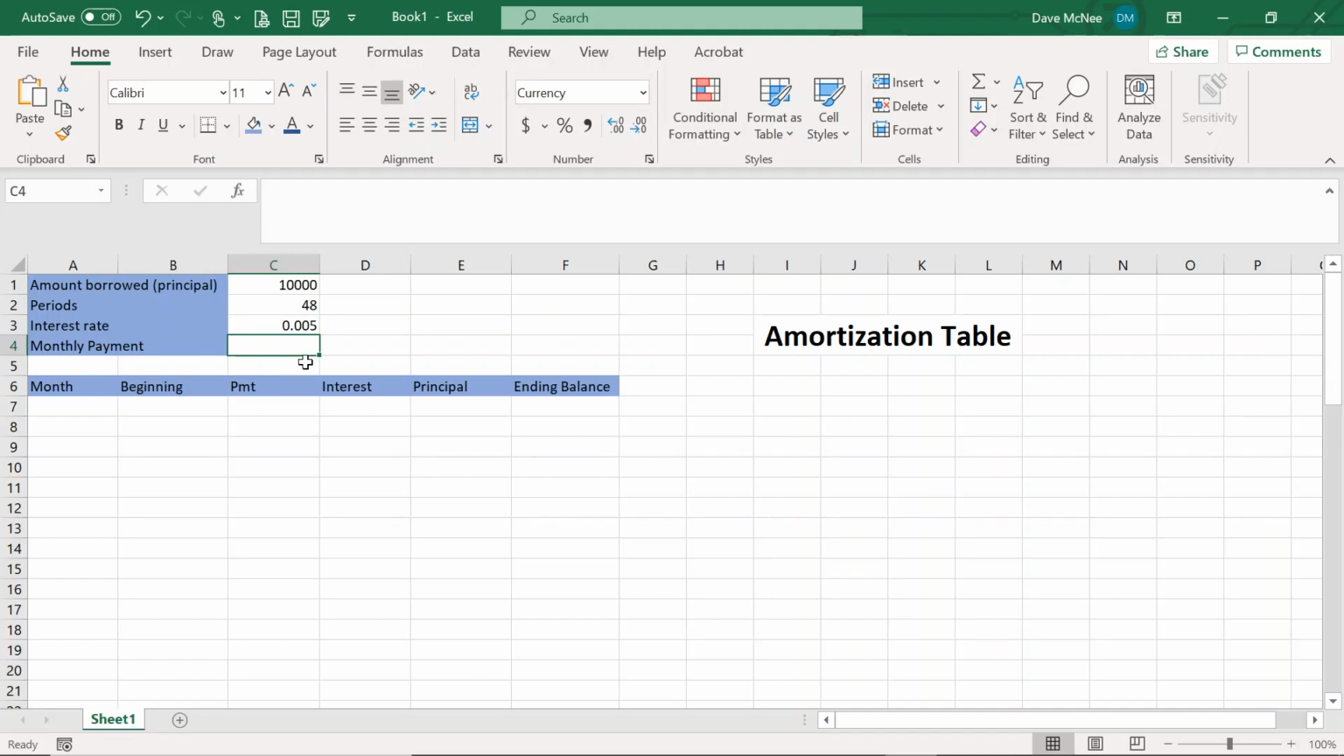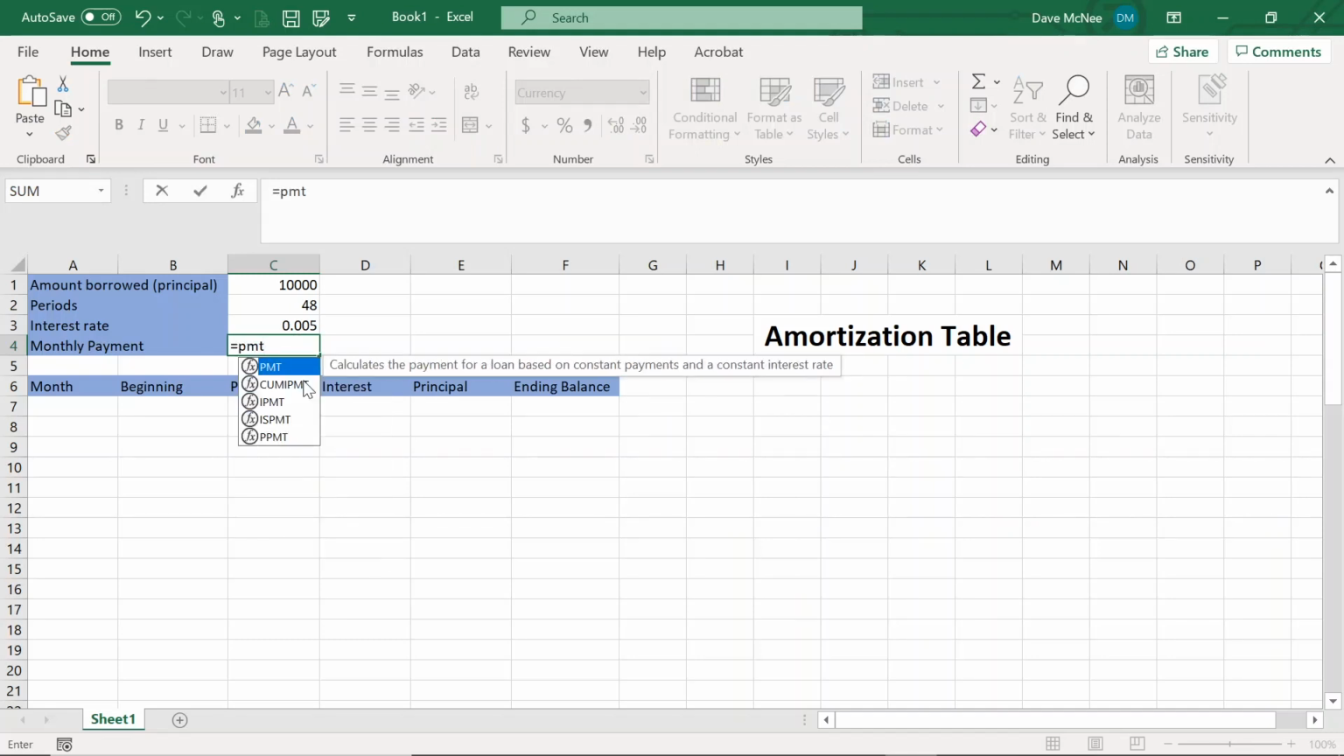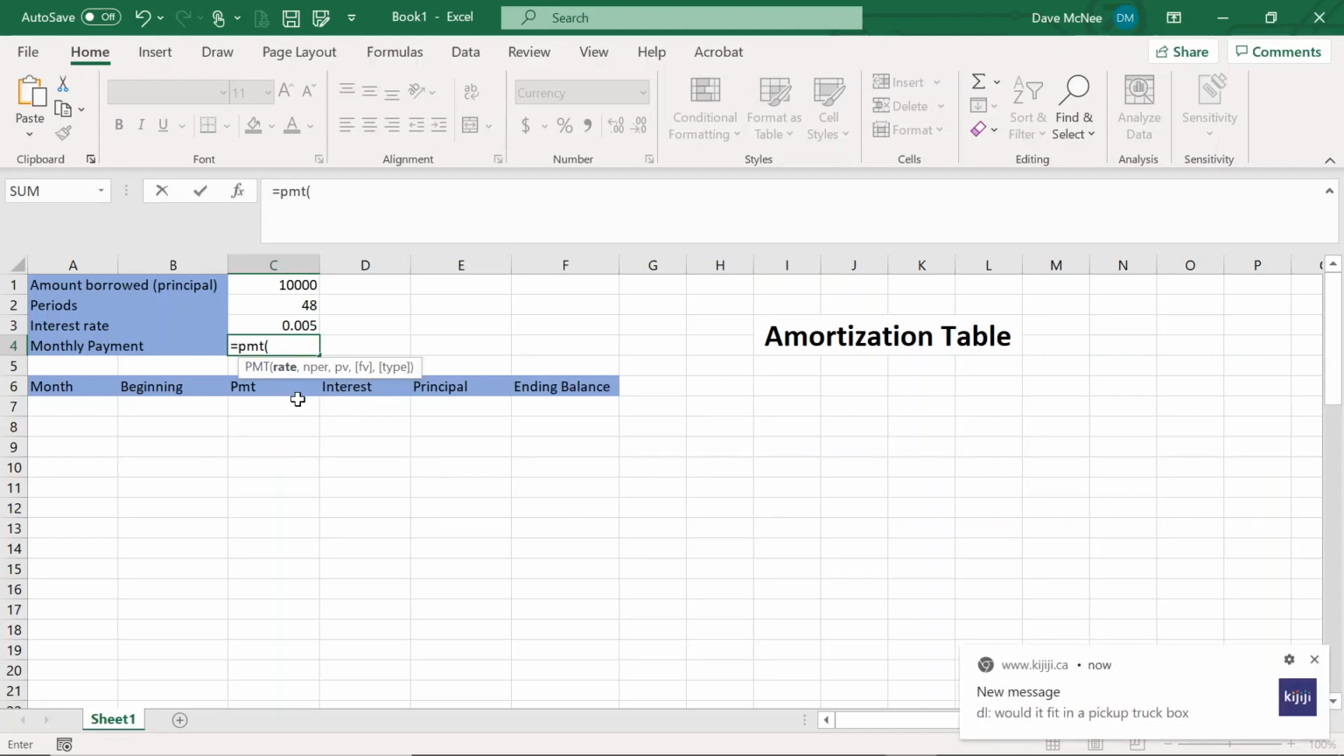Excel has a really nice little function. We'll write equals, and then I'll write PMT. That stands for payment. And right here, it'll tell you what this is going to calculate: payment of a loan based on constant payments and a constant interest rate. I'm going to start a round bracket, and now Excel tells me exactly what numbers it wants me to put in in order to figure things out.